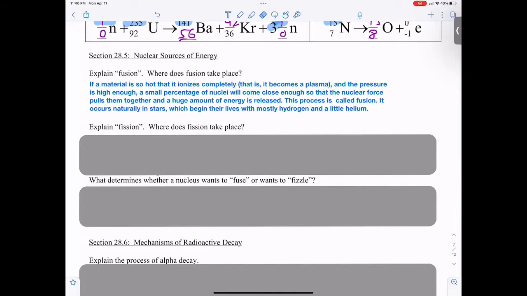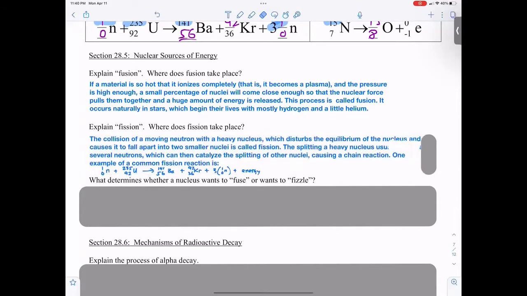Explain fission. Where does fission take place? Well, fission involves the collision of a moving neutron with a heavy, unstable isotope, which basically disturbs the equilibrium of that nucleus and causes it to fall apart into smaller nuclei called daughter nuclei. So we're going to have a larger parent nucleus that's bombarded with neutrons, and it's going to split into daughter nuclei. The splitting of a heavy nucleus usually releases several other neutrons, which then split other nuclei. This causes a chain reaction.